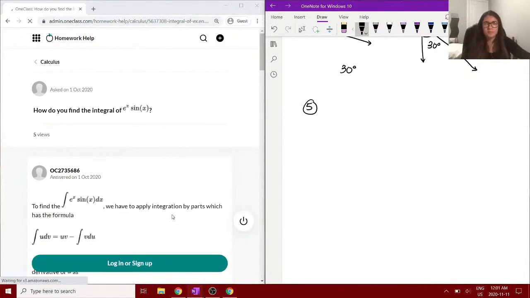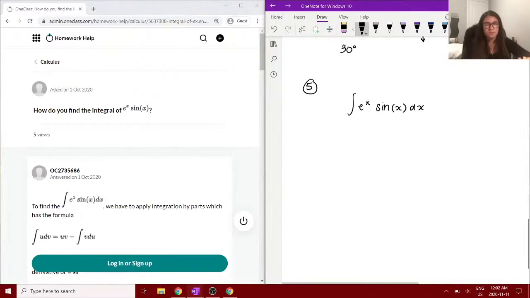Okay, example number 5. So we're looking to find the integral of exponential, sorry, e to the power of x times sine x. Okay, so let's write that. We'll have the integral of e to the x times sine x dx, right? Okay, so what we're going to do for this problem is we're going to use IBP or integration by parts.